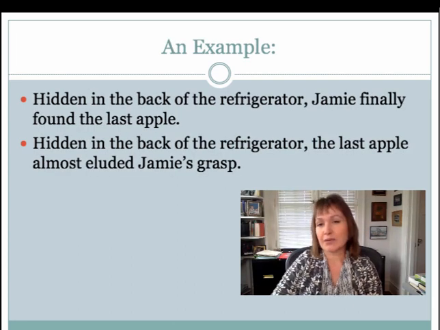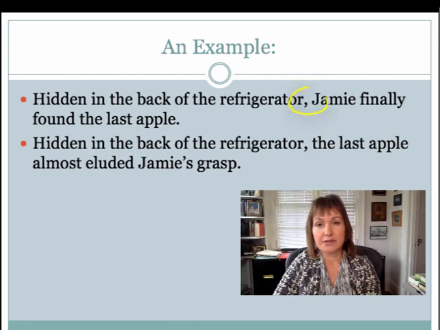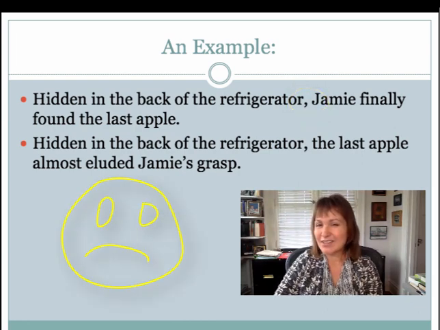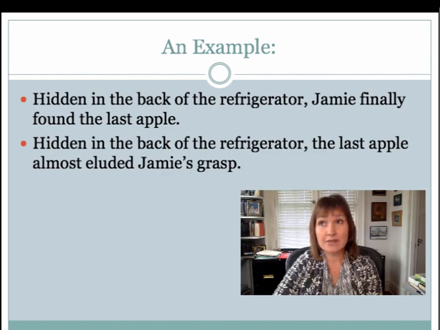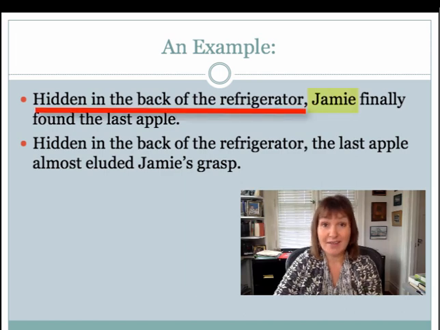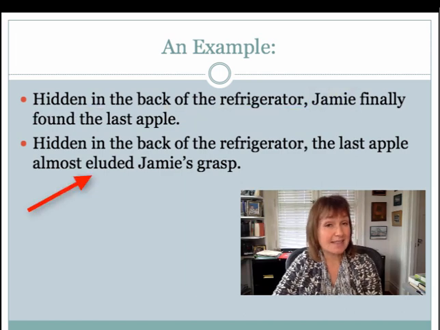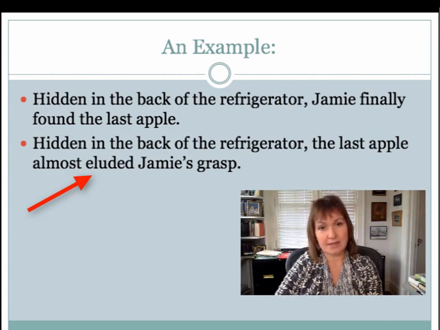Hidden in the back of the refrigerator, comma, Jamie finally found the last apple. That's not a great sentence. We're thinking that Jamie is actually hidden in the back of the refrigerator because you can see that immediately following the participial, we have the word Jamie. Look at the next sentence. It's a much better sentence.